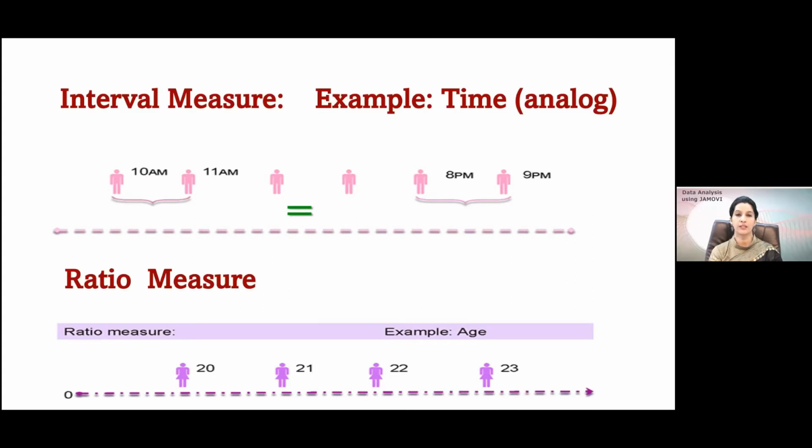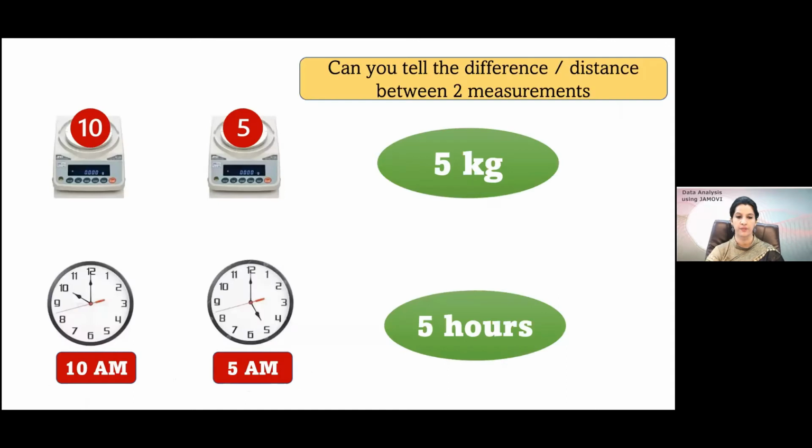Talking about the fourth one, that is the ratio. Ratio means that it will have an absolute zero. That means if you take the ratio of 0 to 20 and 0 to 40, it will give you some ratio, and that will be a valid ratio. Like in this case, can you tell the difference between these two measurements? This is 10 kg and this is 5 kg. If you see the difference, it is 5 kg. If you see the timing, this 10 a.m. and 5 a.m., what is the difference? This is 5 hours.